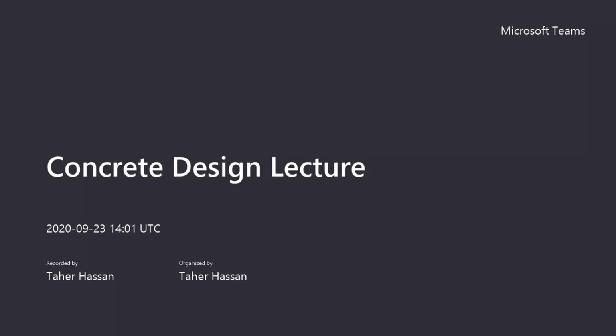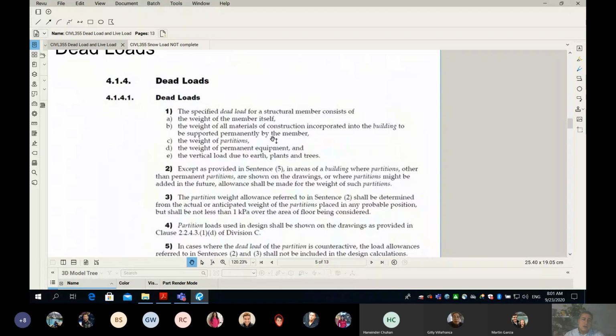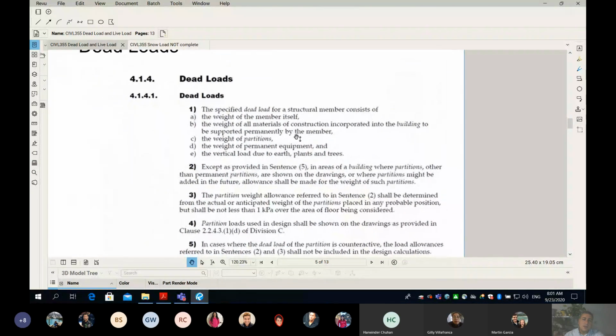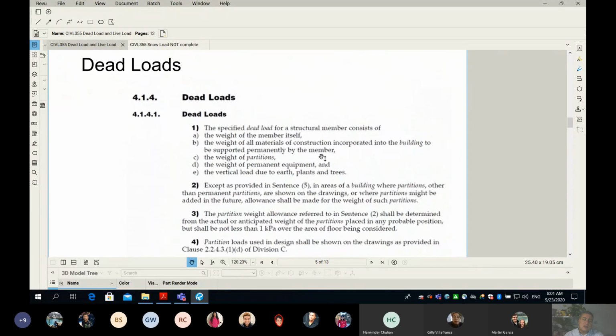I'm going to go through dead load: how do we estimate dead load and what is dead load. Probably we have time also to cover live load in detail, and I think by the end, we will start the snow load. So dead load is our first load. It's covered under the code.